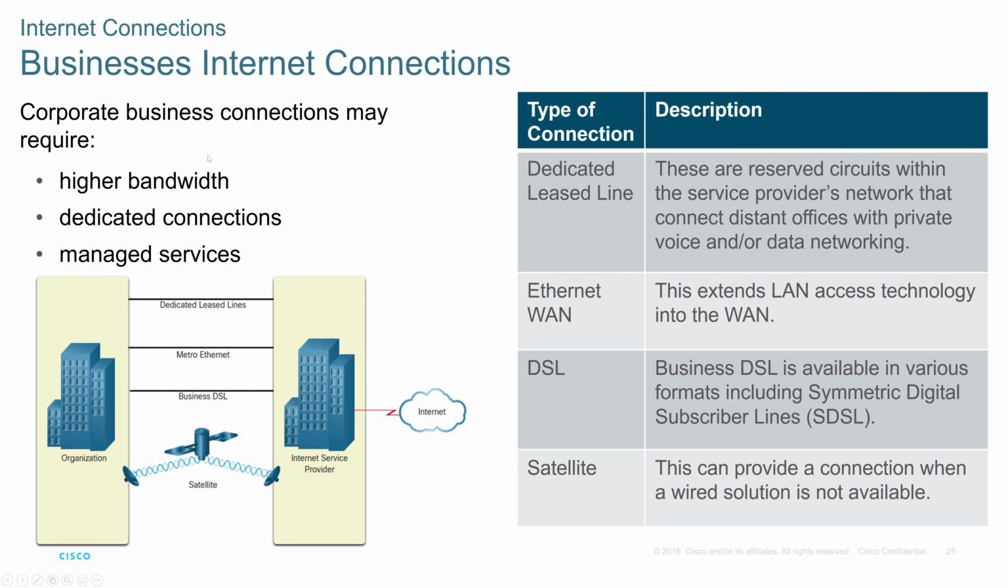And what makes corporate business connections unique is that most of these corporate networks, as opposed to home users, require higher bandwidth, dedicated connections, and typically have managed services, such as a specific, maybe dedicated line for VoIP only, or a dedicated line for web access or web systems, or where there are particular software systems.